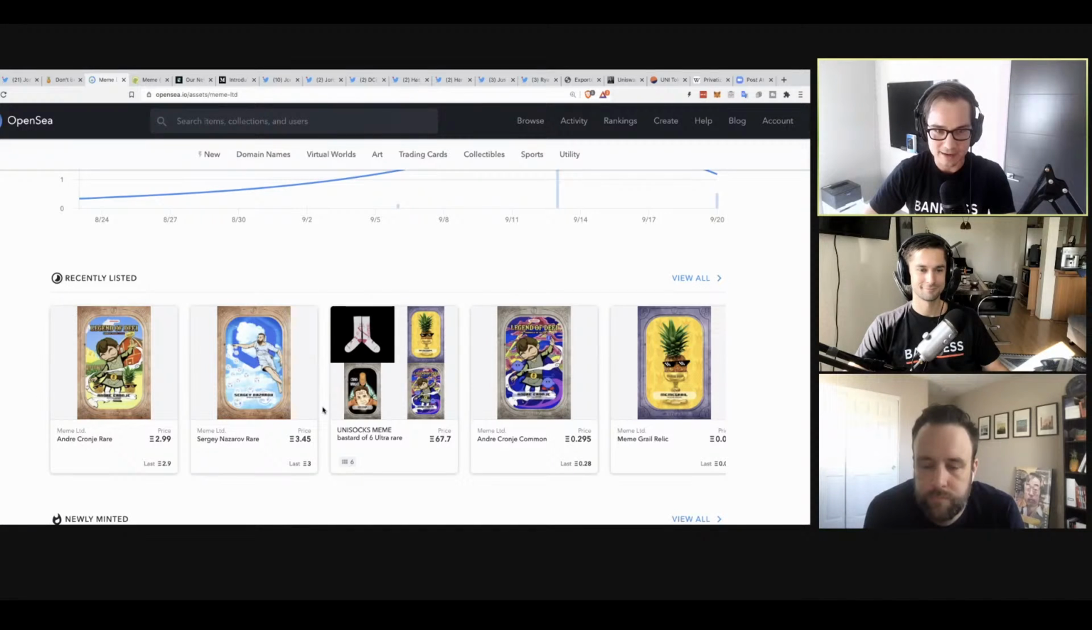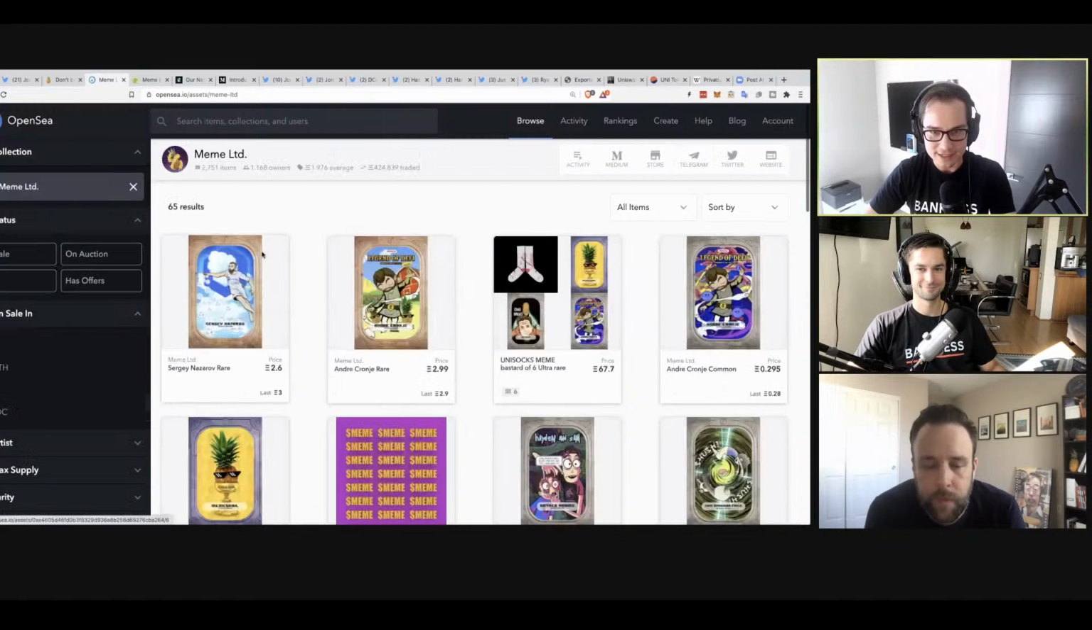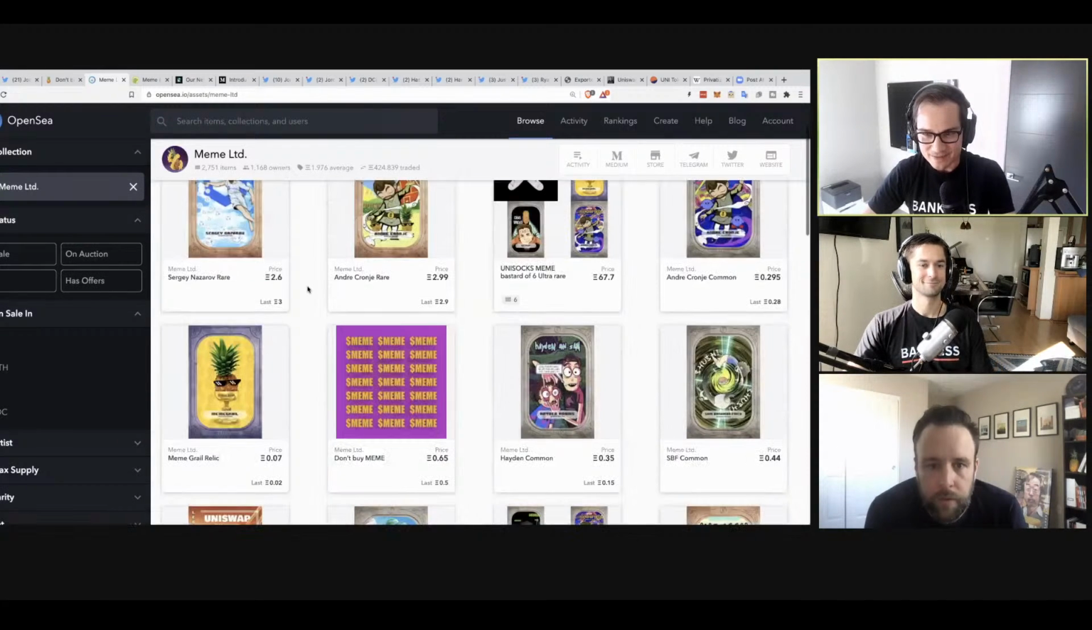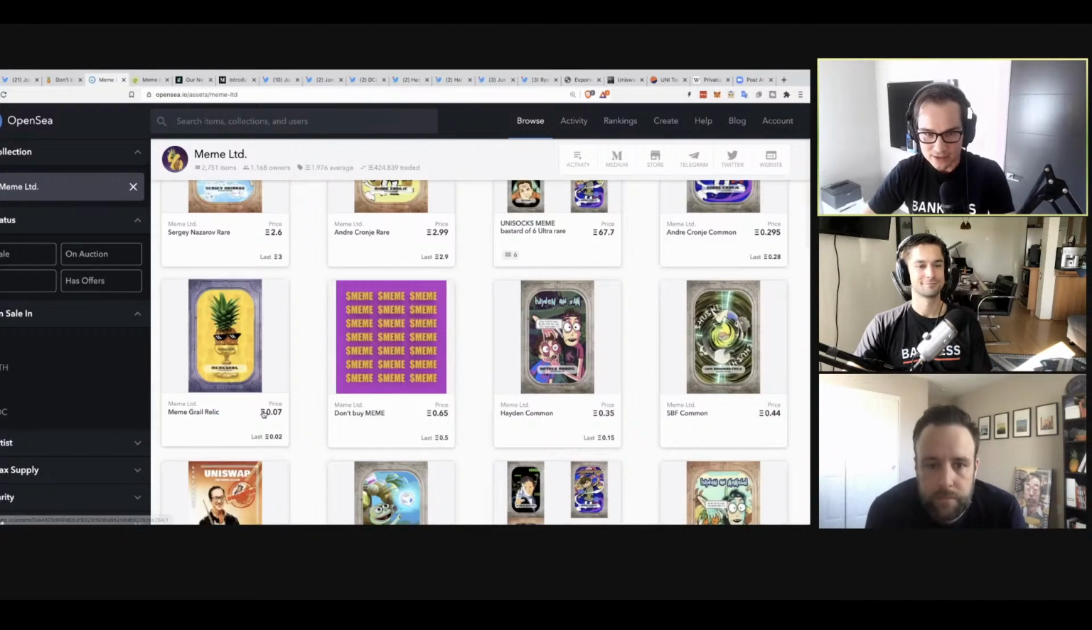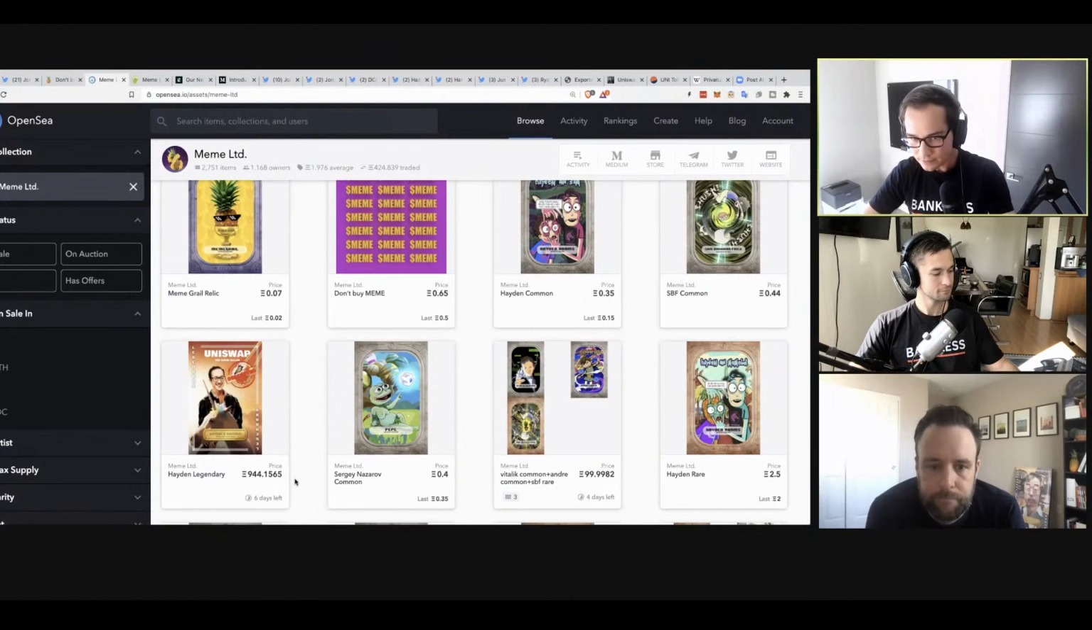I saw some Hayden Adams cards that are newly minted as well, that we can see. Let's see here. Meme Grail Relic. Here's the Hayden legendary card. Okay, Hayden's card, he's the creator of Uniswap, for those that are not familiar. It's listed for over 944 ETH right now.